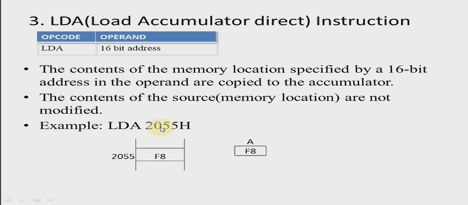So an example is LDA 2055. This is my 16-bit address from where I intend to load my accumulator. Suppose 2055 contains F8. After the execution of this instruction, my accumulator will have F8. So this F8 is copied to the accumulator, that is, the A register.